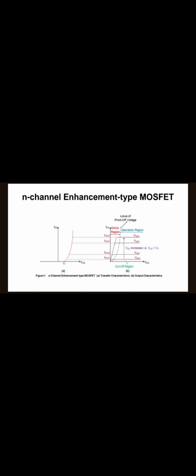The second type of graph is between drain source voltage and the drain current corresponding to a particular gate source voltage. So here we can see that as the drain source voltage increases, the drain current also increases. And the other thing is that the more the gate source voltage exceeds the threshold voltage, meaning as the gate source voltage becomes more and more positive, the drain current increases, meaning the curve gets shifted upwards.